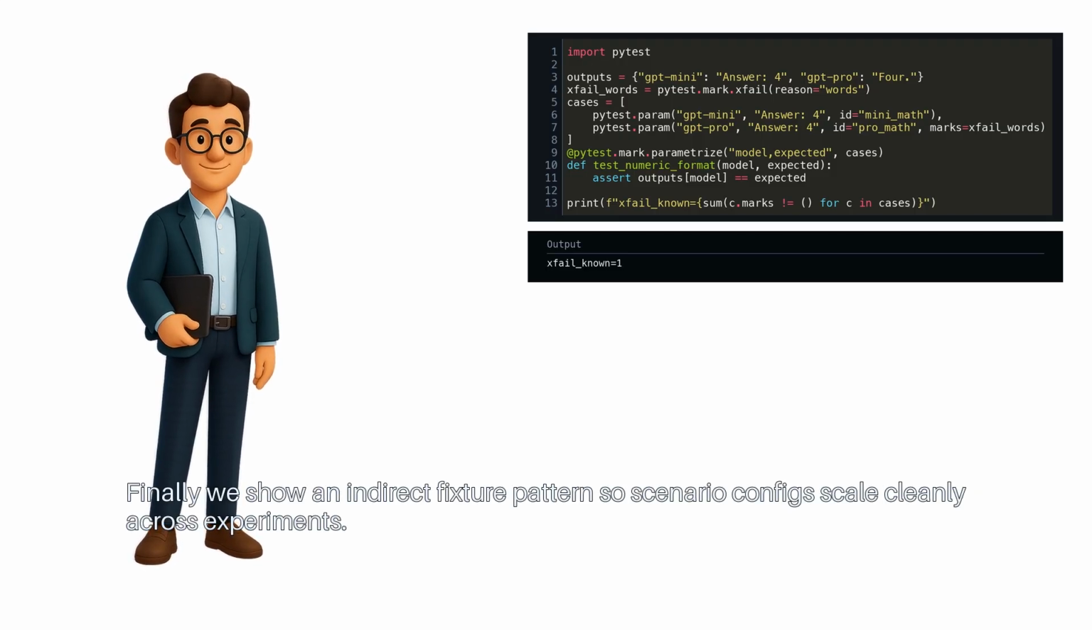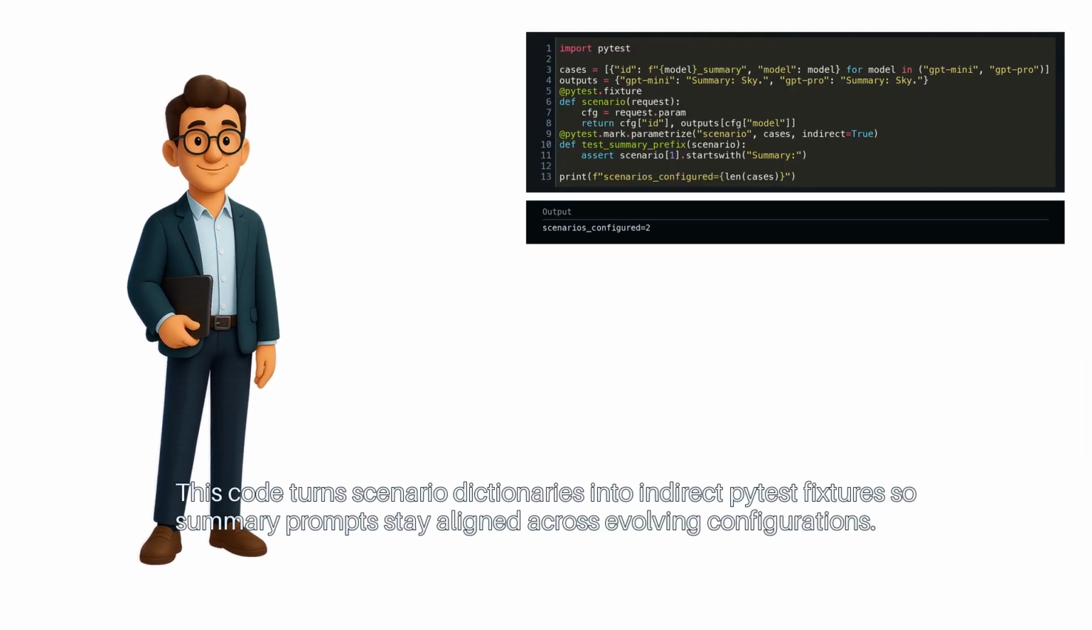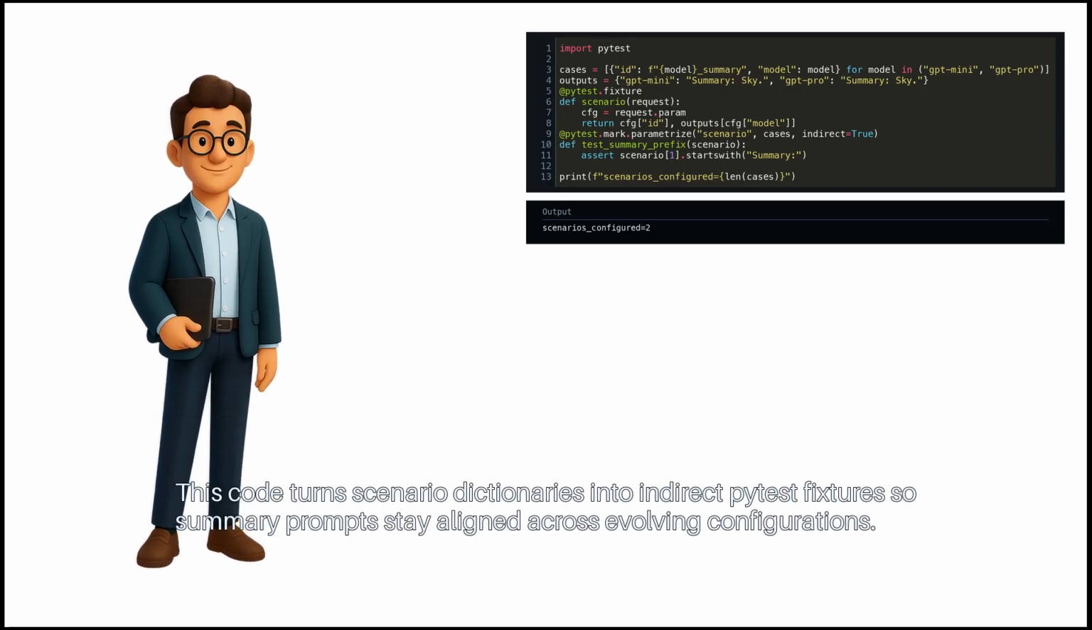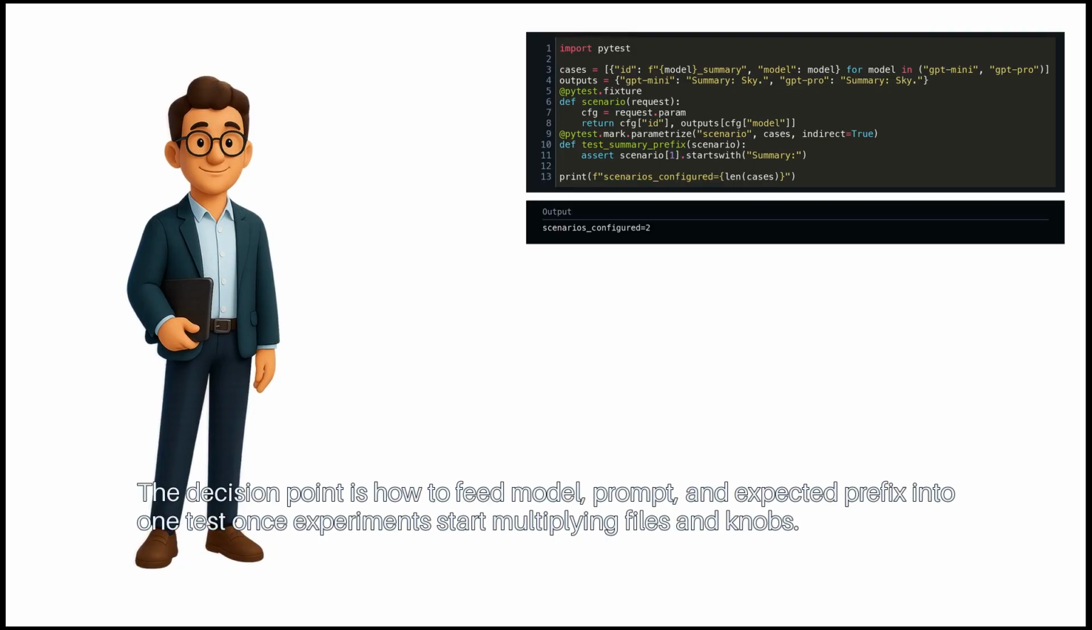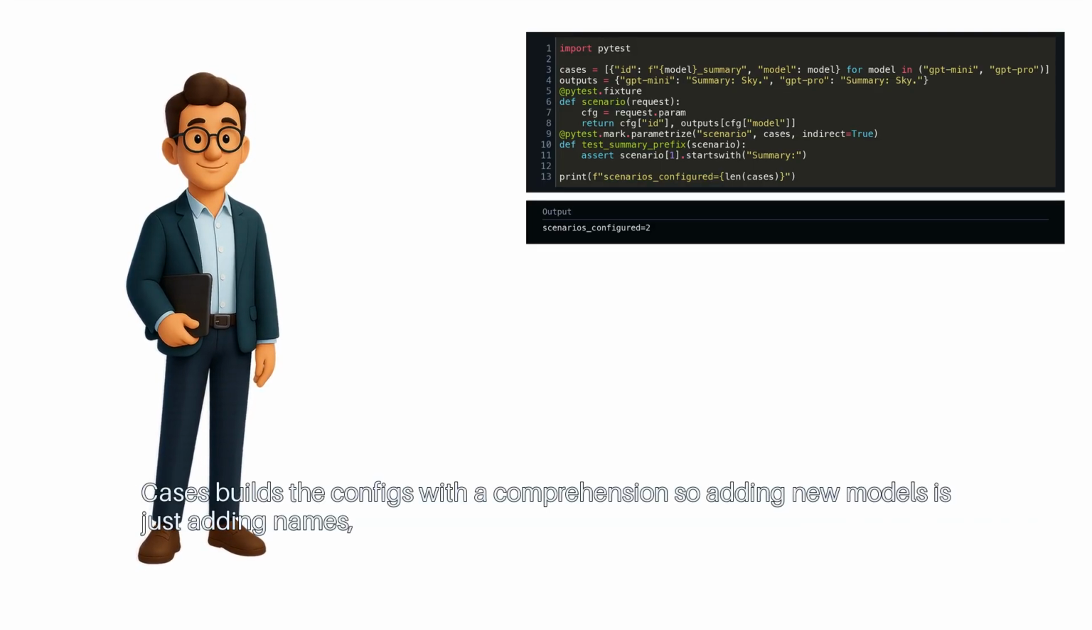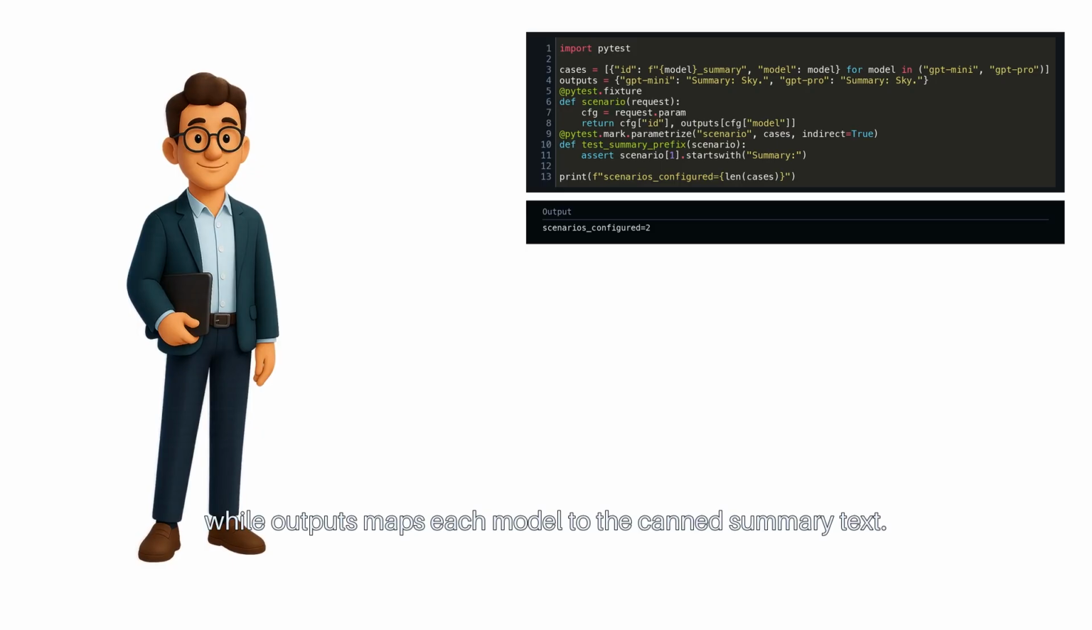Finally, we show an indirect fixture pattern so scenario configs scale cleanly across experiments. This code turns scenario dictionaries into indirect pytest fixtures, so summary prompts stay aligned across evolving configurations. The decision point is how to feed model, prompt, and expected prefix into one test once experiments start multiplying files and knobs. Cases builds the configs with a comprehension, so adding new models is just adding names, while outputs maps each model to the canned summary text.